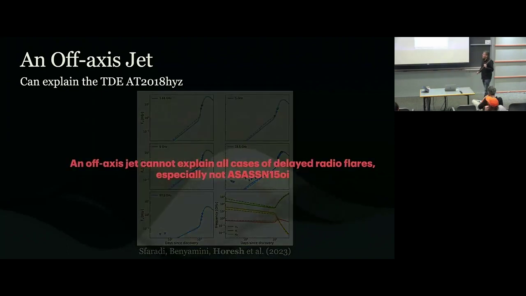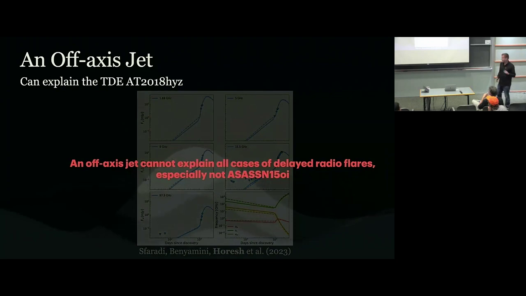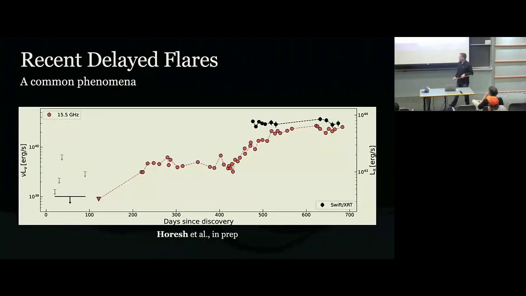Okay, we do know that an off-axis jet cannot explain the first initial delayed radio flare observed in 15oi and in a few other cases. And I'll next show you a few other interesting cases not published just yet. This is one of them. And I'll be very interested to talk with theorists here in the audience to see if they have any new suggestions. So this is a case where, again, these are all optically discovered TDEs.